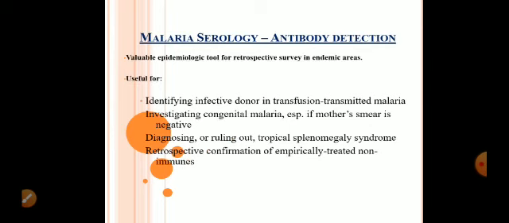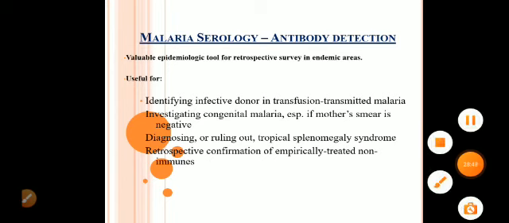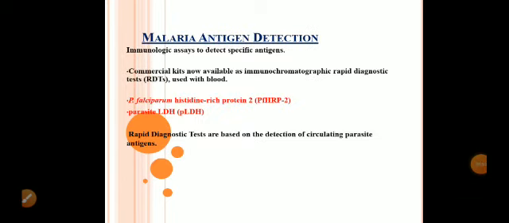This antibody detection is a valuable epidemiological tool for retrospective survey in endemic areas, useful for identifying infective donor in transfusion transmitted malaria, investigating congenital malaria, especially if mother's smear is negative, diagnosing or ruling out tropical splenomegaly syndrome, and retrospective confirmation of empirically treated immunes. These are the serological applications of antibody detection in malaria.